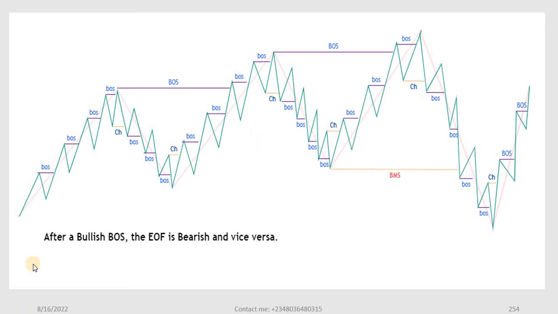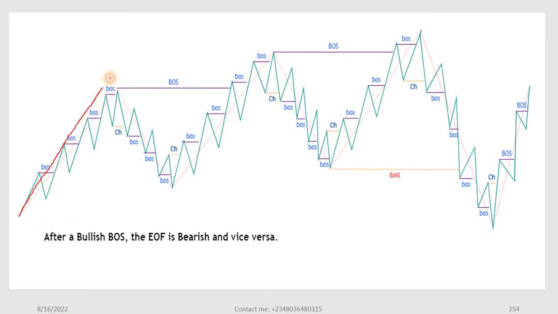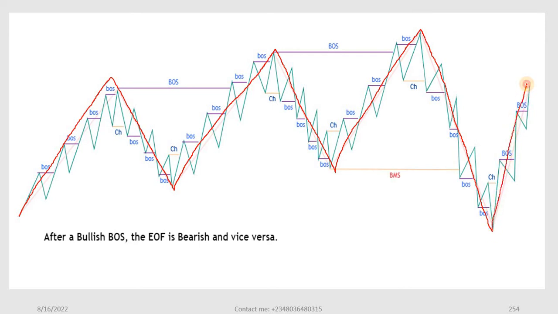Like we can see in this case, the higher time frame is this move up. Let me just draw it to show us. This is the higher time frame of this movement. This is the higher low, higher high, higher low, higher high, then we have a lower low here. After the break of this higher low, the expectational order flow will be bullish.